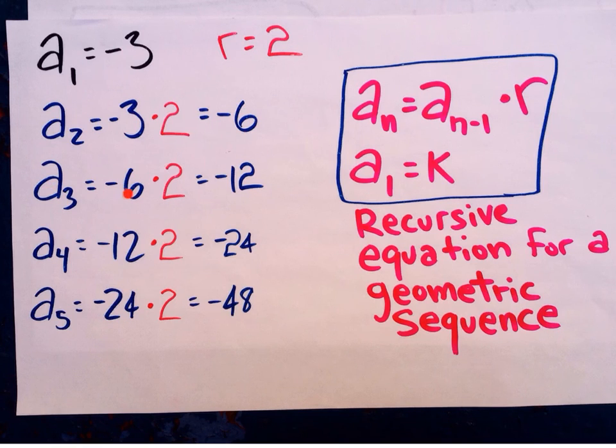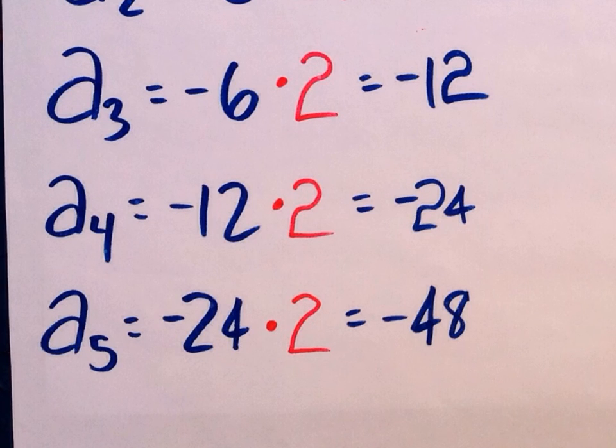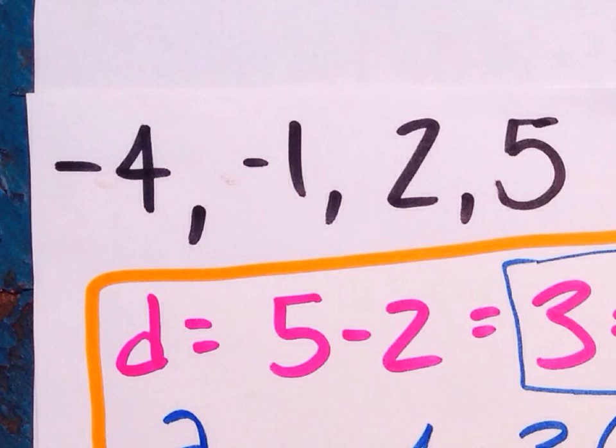This is a sub 2 times the ratio, giving us -12. So a sub 3 is -12. The fourth term is the third term multiplied by the ratio, giving us -24. And the fifth term is the previous term, -24, multiplied by the ratio, giving us -48.